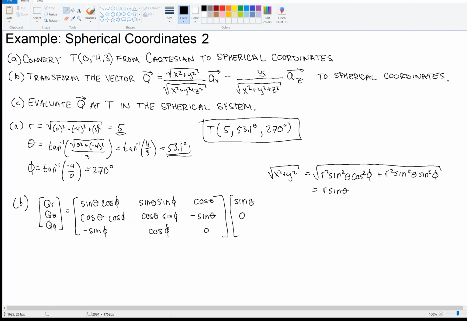And then the z component, we've got y, okay? And we've already said that y is r sine theta sine phi. I'm going to write that down to remind you. Hopefully this looks familiar, we used it when we squared y. So that's y, and then in the denominator is r, so the r's cancel, and we're left with sine theta sine phi. So this is what we're transforming. We do that multiplication, and we see the transformation that Q_r is row times column, row 1 times the column.